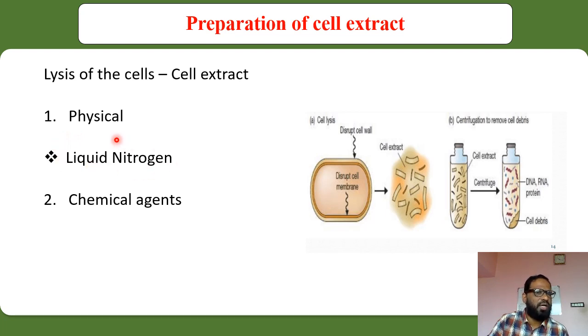But this technique is not at all used in case of the bacteria as well as the animals. In case of the bacteria and animals, we use chemical agents. Many different types of chemical agents can be used. One method is the use of CTAB, and by using CTAB we are going to open the cell and release the content of that particular cell. And what is CTAB? CTAB is cetyl trimethyl ammonium bromide.